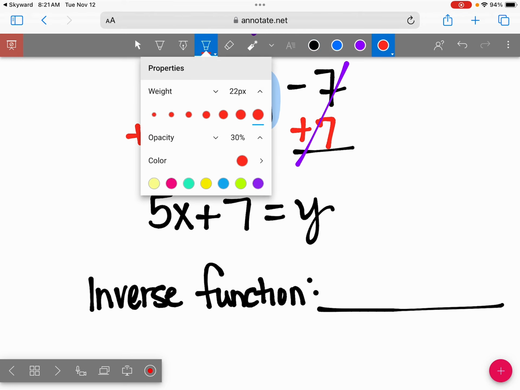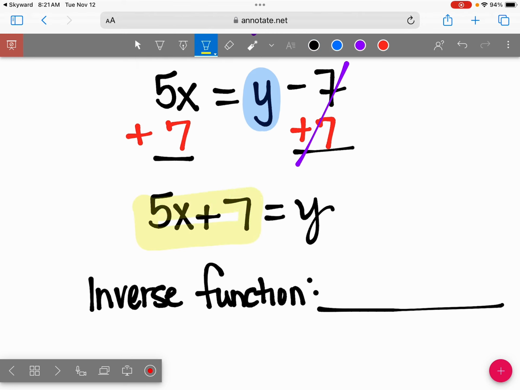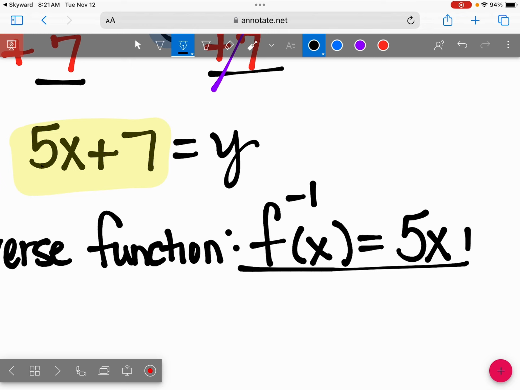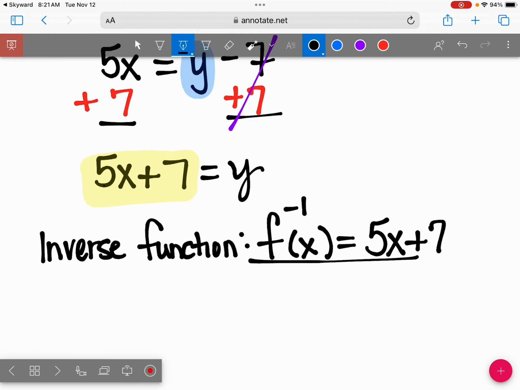So this here, this is my inverse. This yellow box. And we're going to write that with the symbol for inverse. So that would be f with a little minus 1 next to it of x equals, and then 5x plus 7. That is your inverse. Any questions about those two?